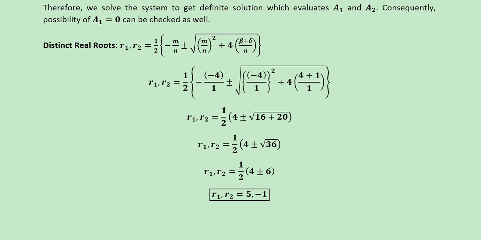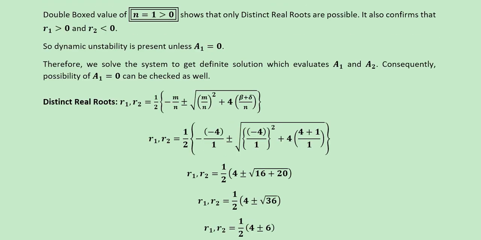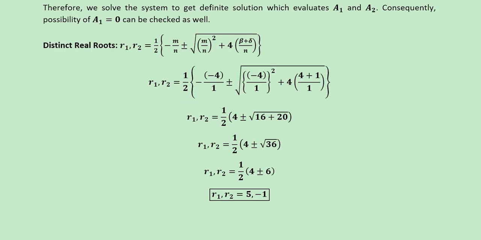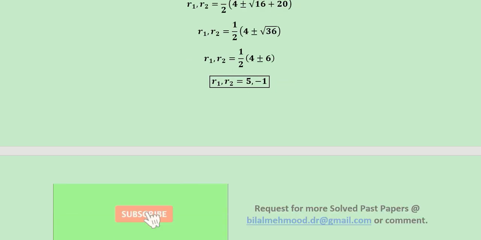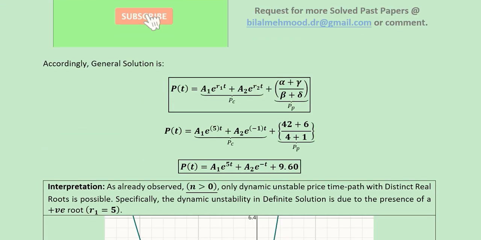So now we come to the distinct real root situation, because from the theory we know that if n is positive, then we have the possibility of distinct real roots only. So here the formula of the roots is used the way we have been doing before. We have found the values of r1 and r2 by using that formula.